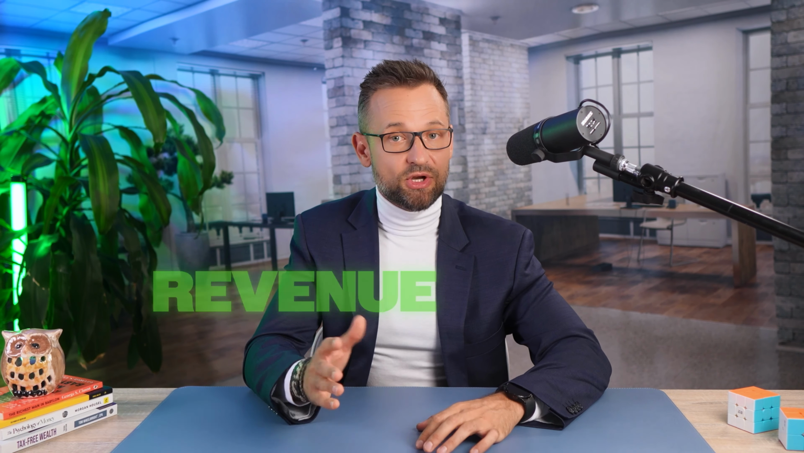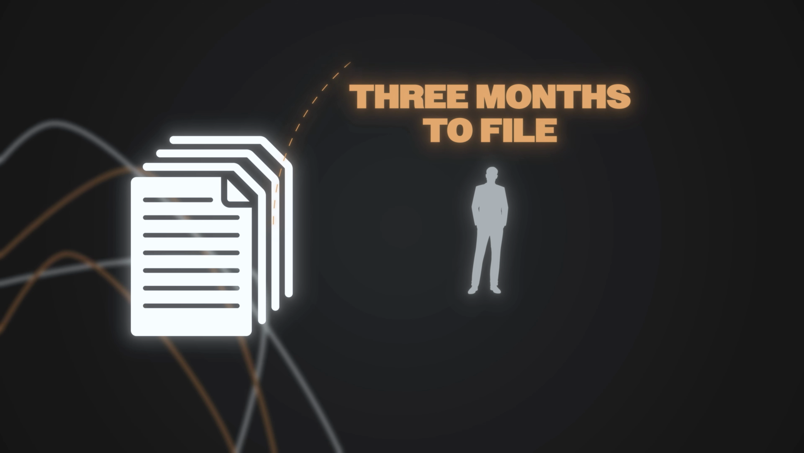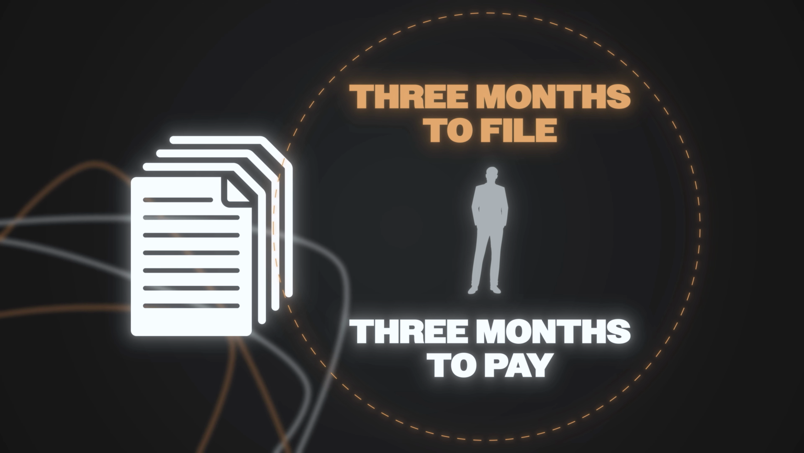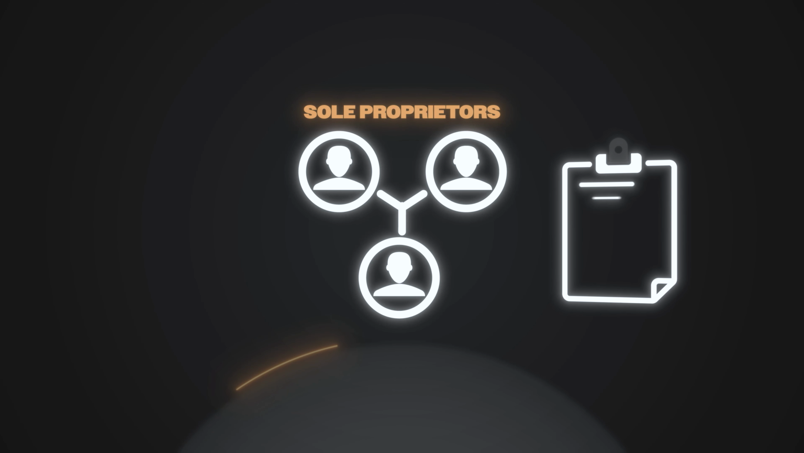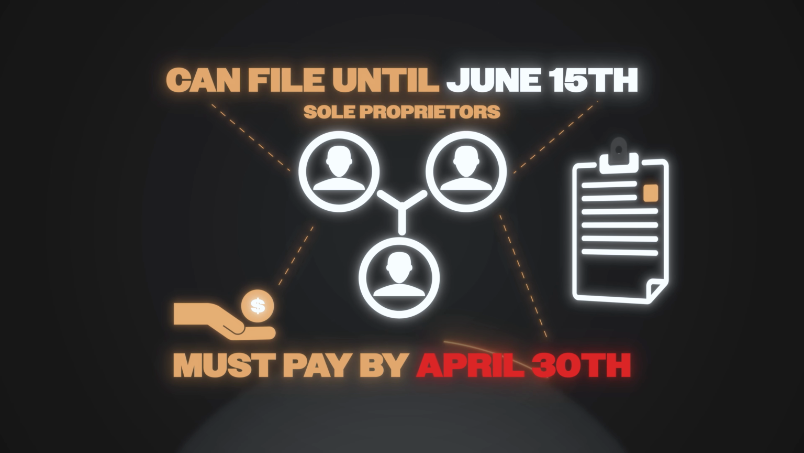Now, let's talk about filing deadlines because they depend on your revenue. For corporations, monthly and quarterly filers have 1 month after the filing period ends to file a return. Annual corporate filers typically have 3 months to file and 3 months to pay. But annual sole proprietors, those business owners who are not incorporated, can file until June 15th, but they must pay by April 30th. Wait, you need to pay before you file? Yep. Makes perfect sense, right?